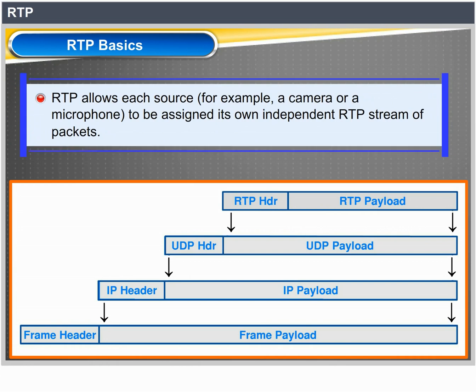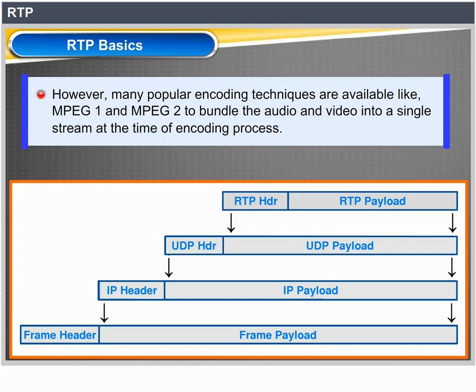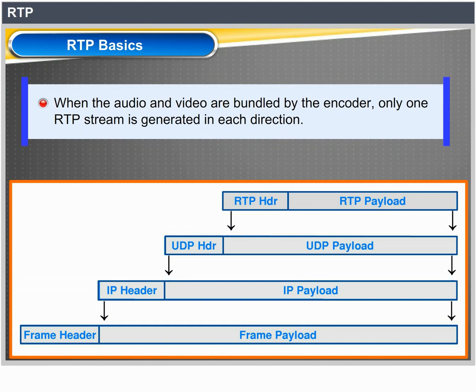RTP allows each source, for example, a camera or a microphone, to be assigned its own independent RTP stream of packets. However, many popular encoding techniques, including MPEG-1 and MPEG-2, bundle the audio-video into a single stream during the encoding process. When the audio and video are bundled by the encoder, then only one RTP stream is generated in each direction.